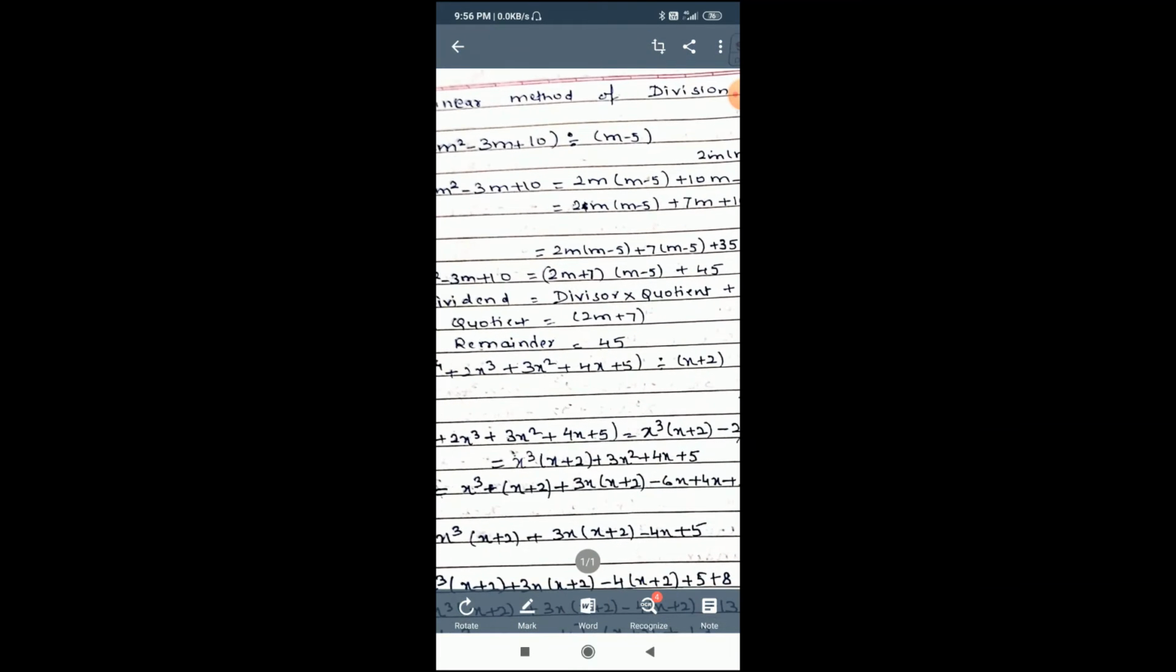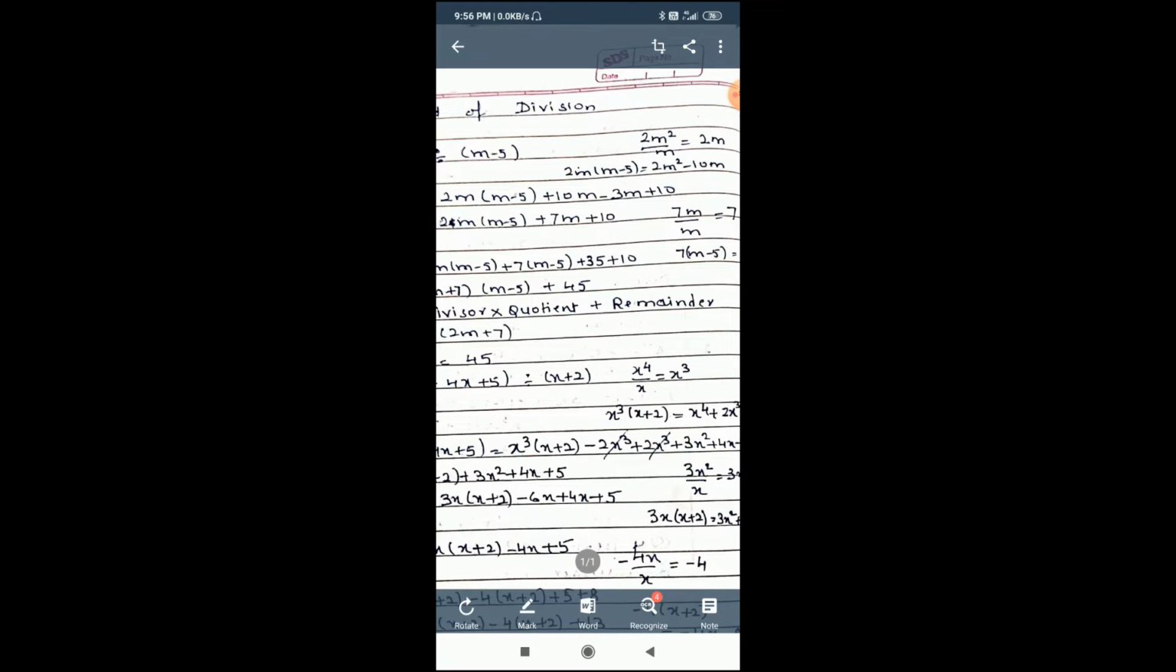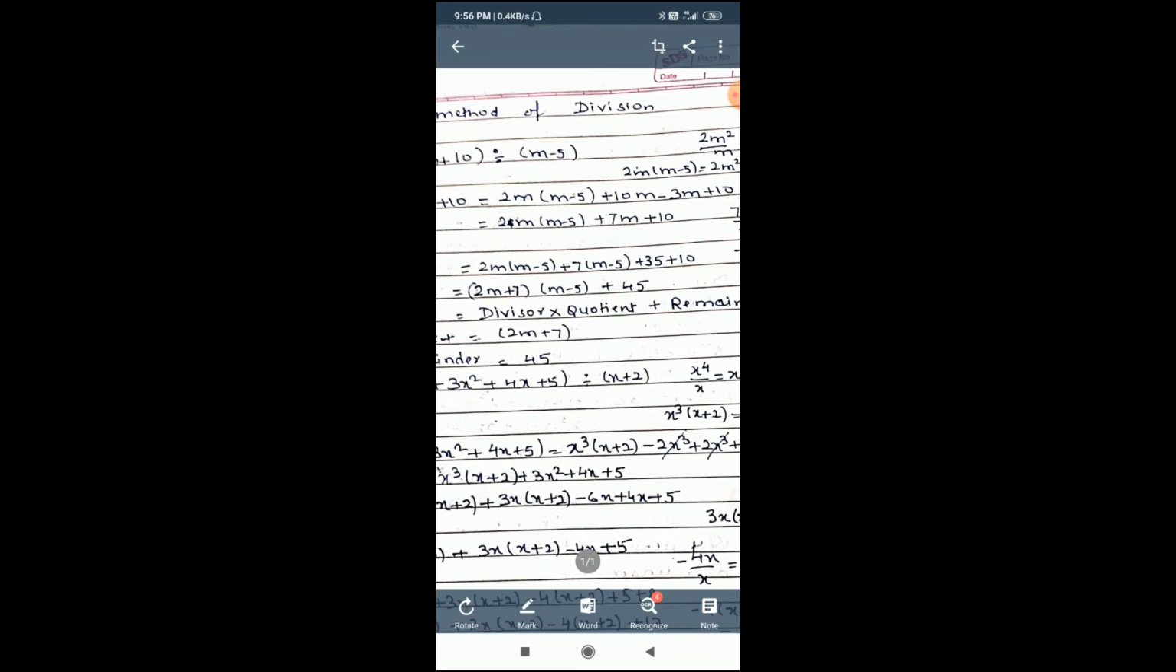Now, multiply this 2m with the divisor m minus 5. So, what you get here is 2m square minus 10m. Now, the second term is minus 10m, and just the opposite of that is plus 10m. So, what you do here, write down the dividend 2m square minus 3m plus 10, this is equal to 2m into m minus 5, that is the divisor, and here we got minus 10m. So, here you will add plus 10m and then the second and third terms you will write down as they are, minus 3m plus 10.